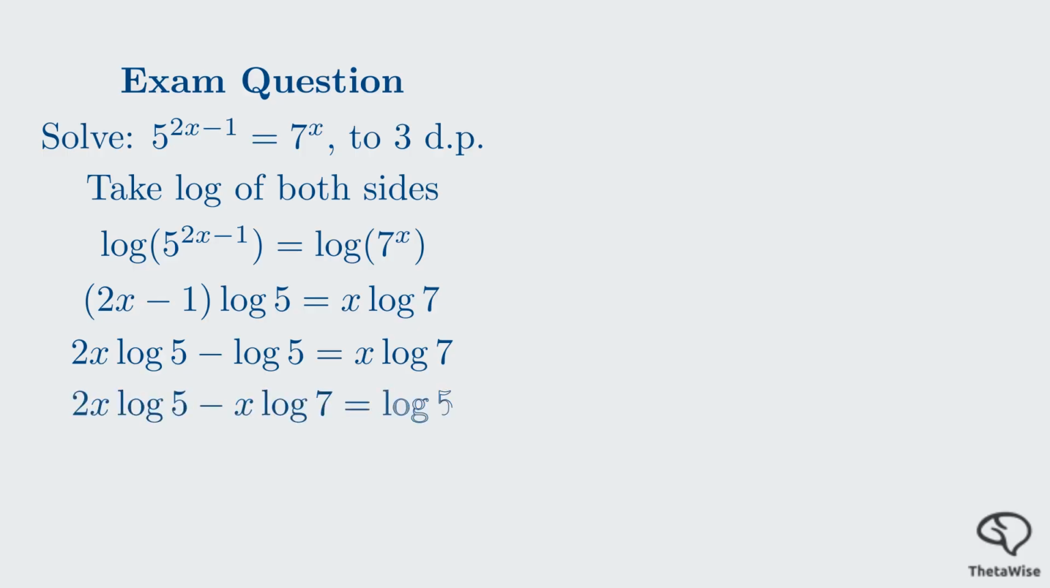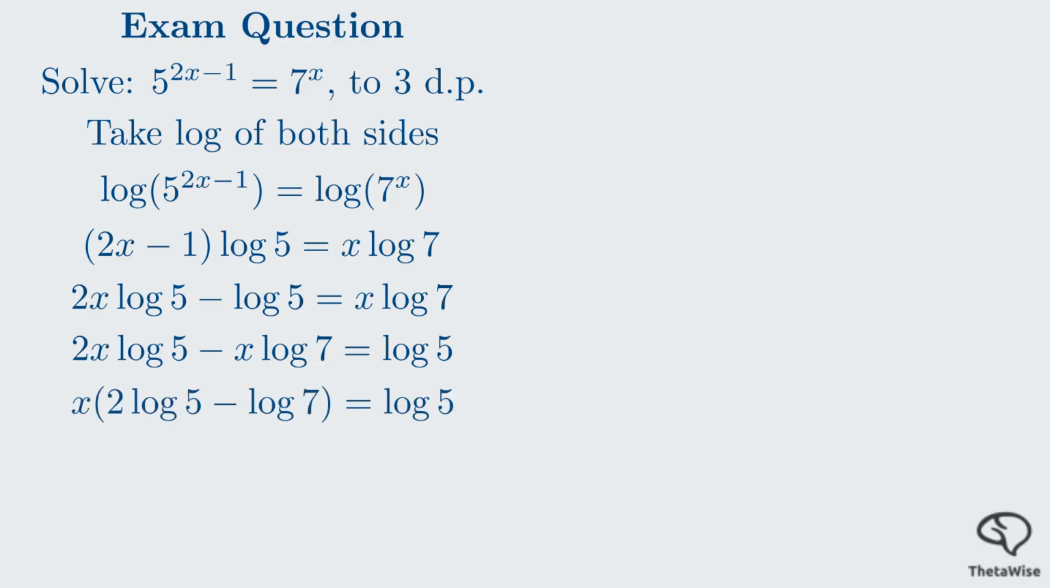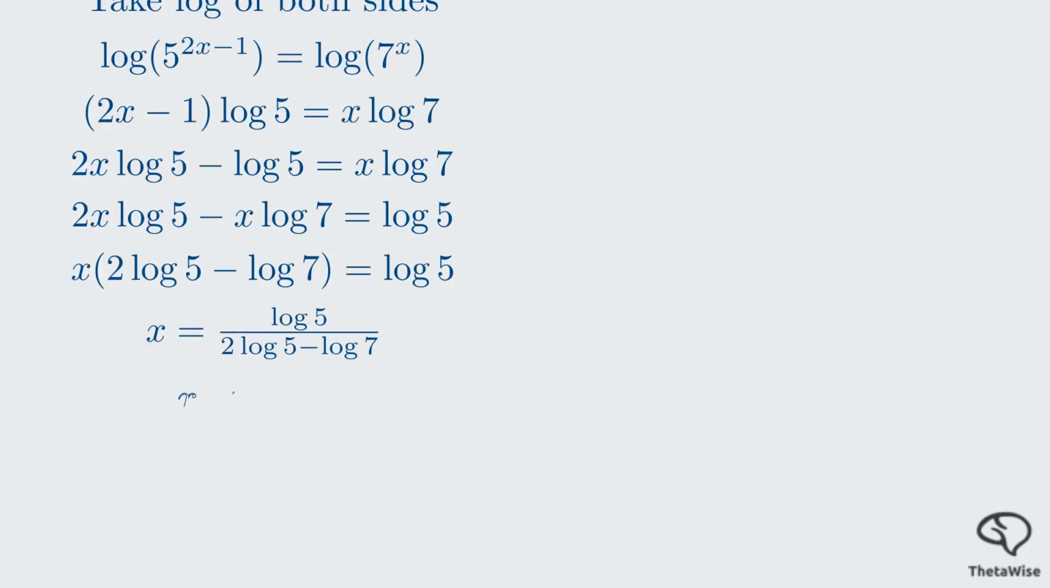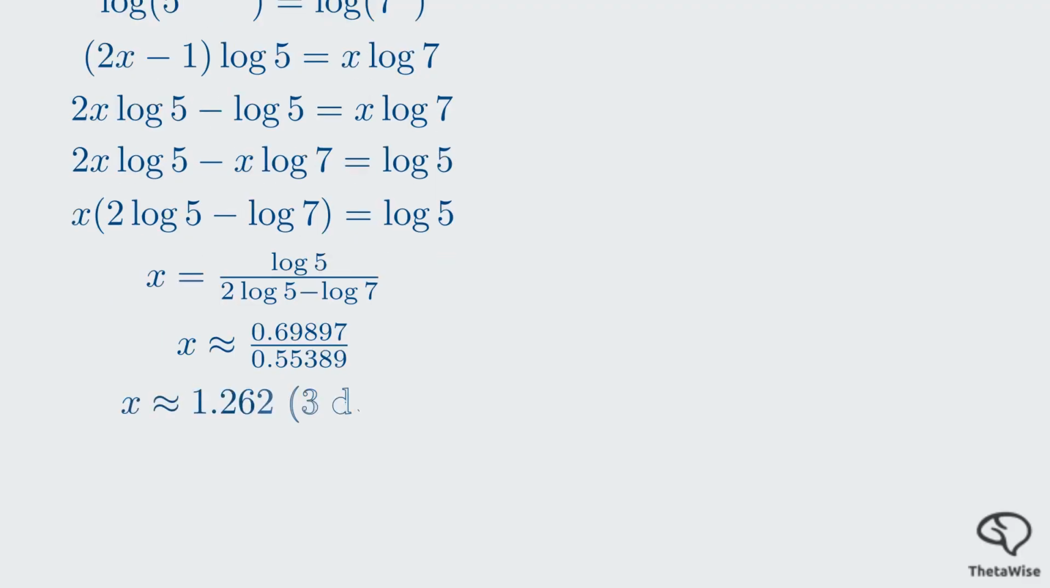Rearrange the equation to bring all terms containing x to one side and constants to the other. Factorize x out of the left-hand side. Finally, divide by the term in the brackets to get the exact expression for x. Using a calculator, compute the values carefully. 2 log 5 minus log 7 is approximately 0.553. Dividing log 5 by this gives x equals 1.262, rounded to 3 decimal places.